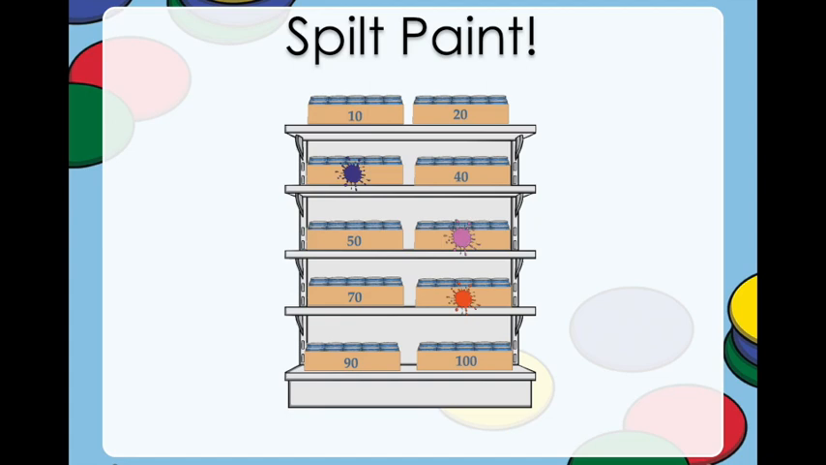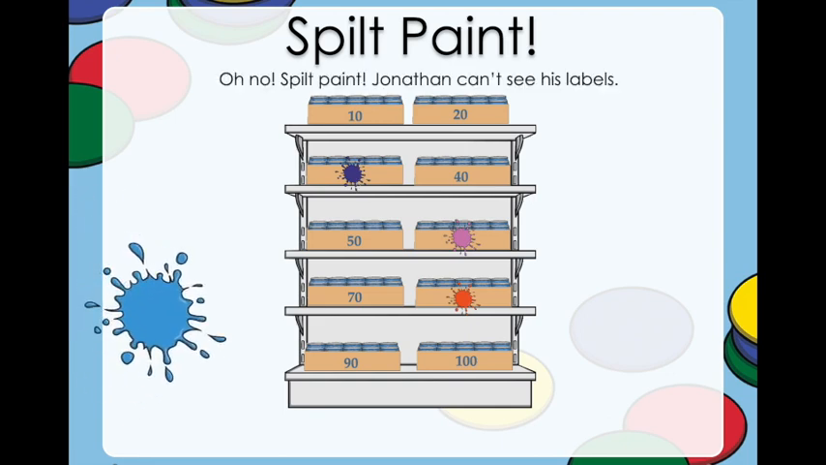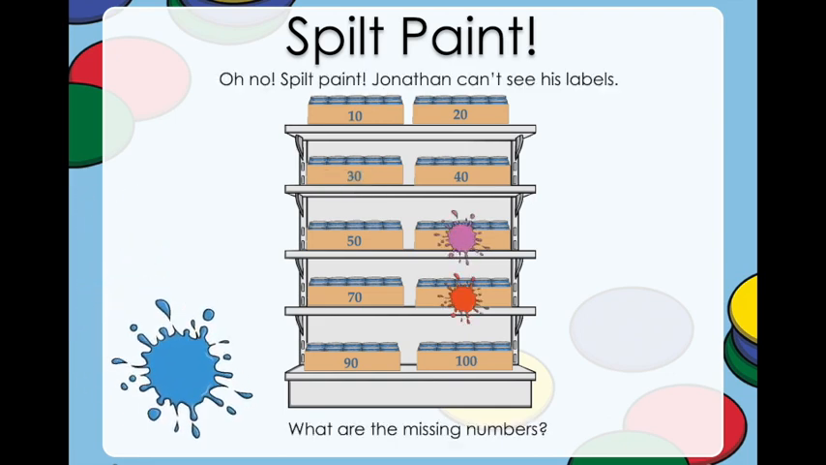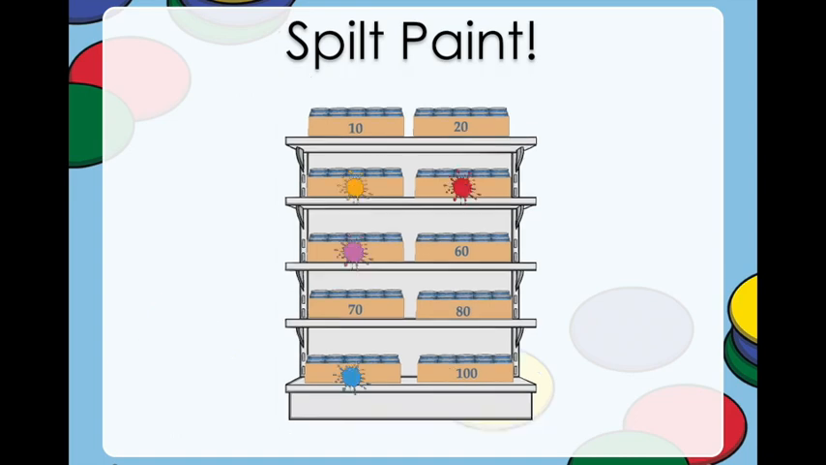Now we have some groups of boxes of paint here, and some of the numbers are missing. So we have 10, 20. Can you guess what number that is? If you've guessed 30, well done. Then we have 40, 50. Can you guess the next number? 60. Excellent. Then we have 70. Can you guess the next number? If you've guessed that it's 80, well done.